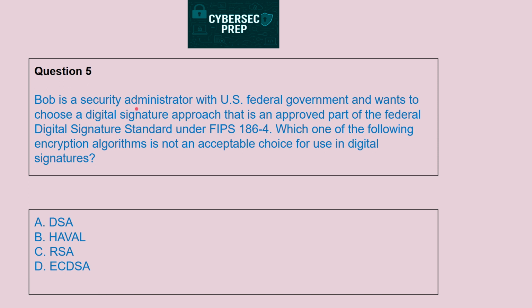Bob is a security administrator with the US federal government and wants to choose a digital signature approach that is an approved part of the federal digital signature standard under FIPS 186-4. Which one of the following encryption algorithms is not an acceptable choice for use in digital signatures?